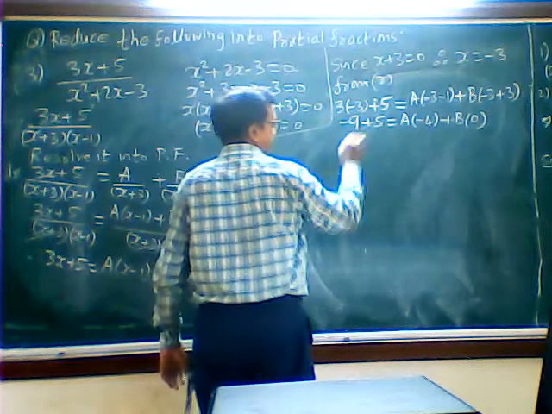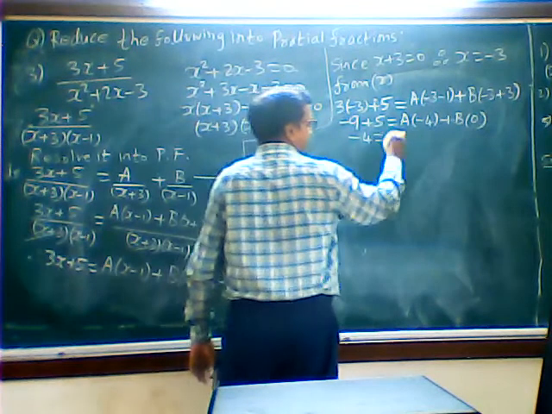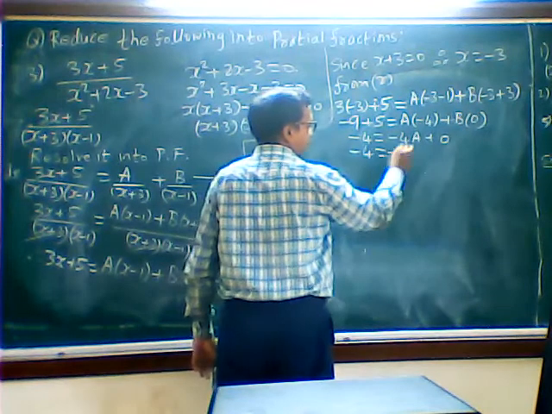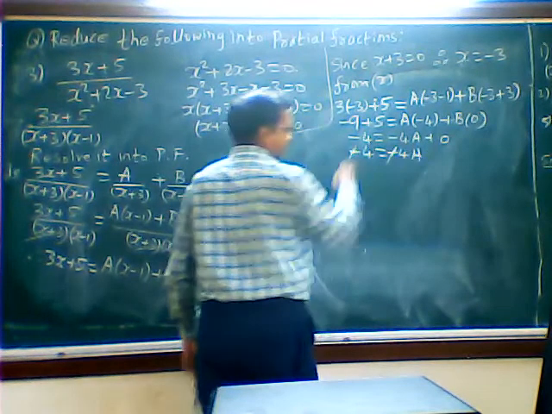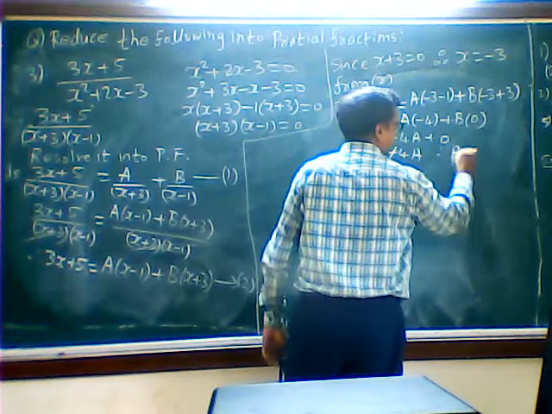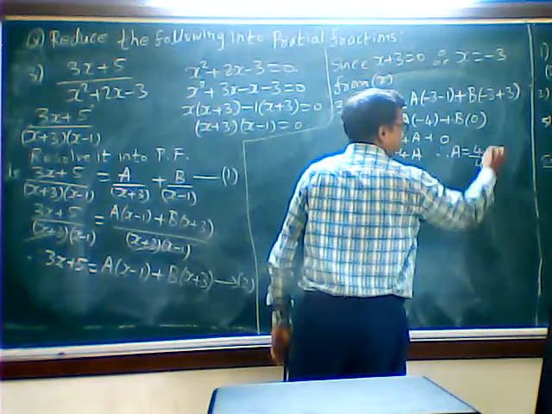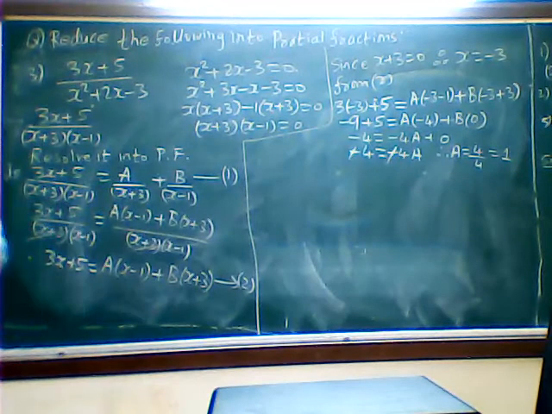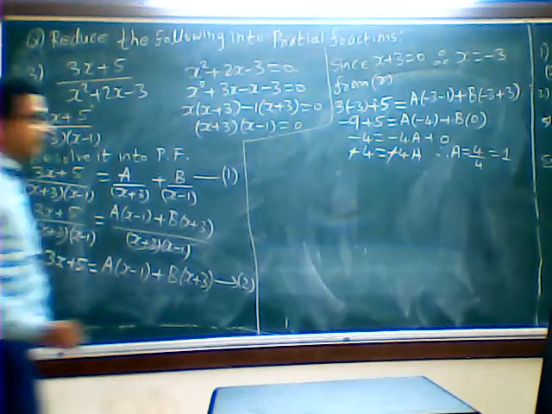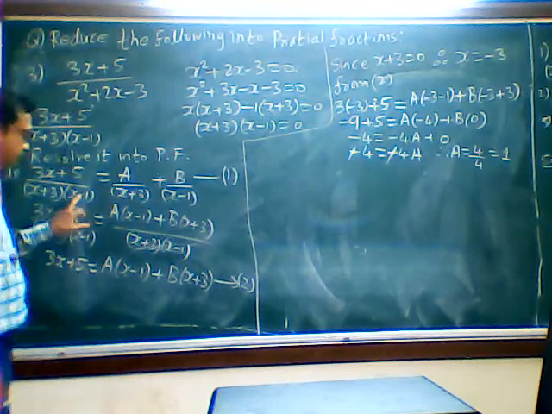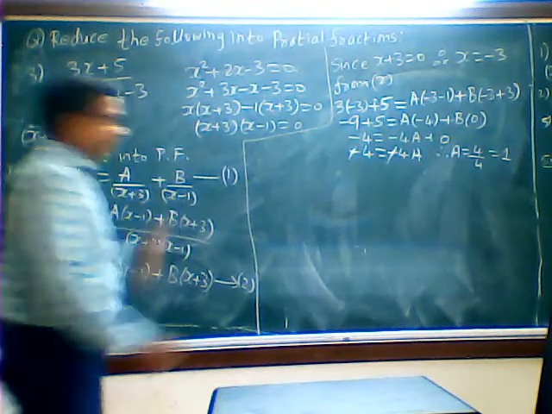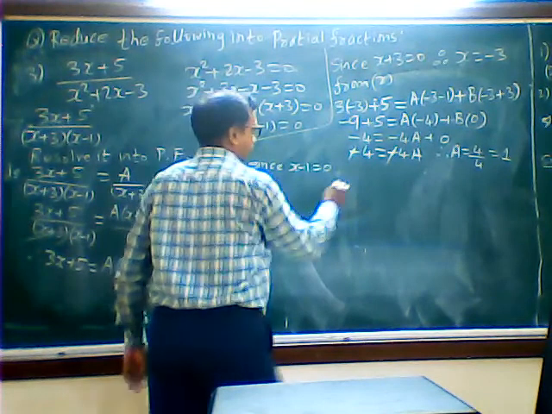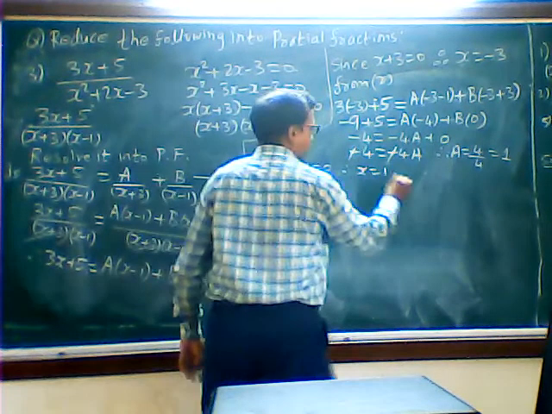From minus 9 plus 5 we get minus 4, equal to minus 4a plus 0. That is minus 4 is equal to minus 4a, minus minus cancels. Therefore a is what? 4 upon 4 only, na? It will become 1. Then again I will say this one. Since x minus 1 is equal to 0, therefore x is equal to 1.